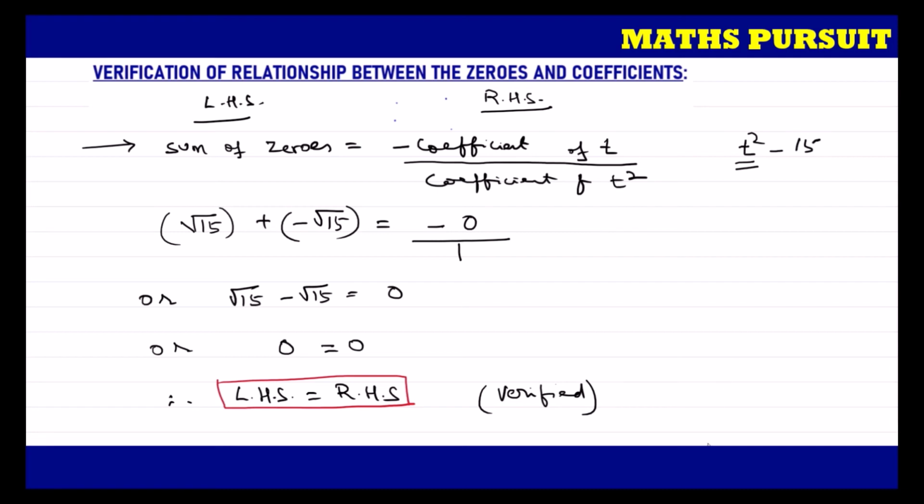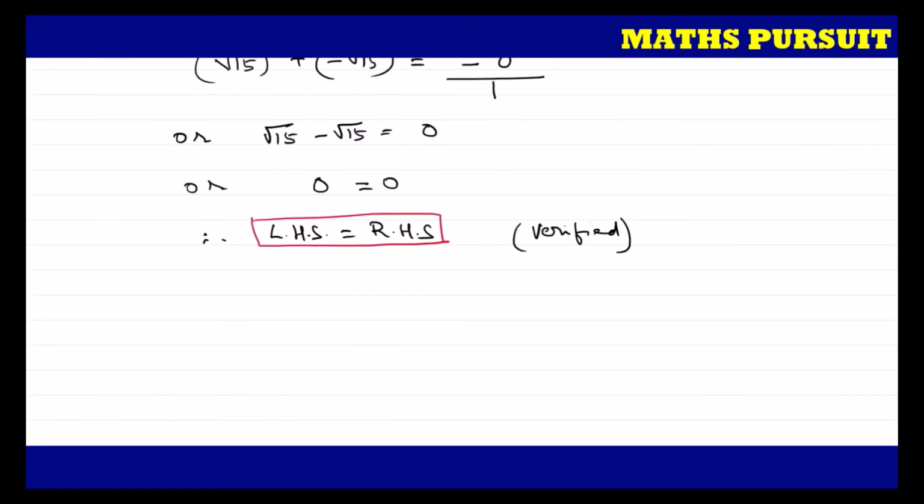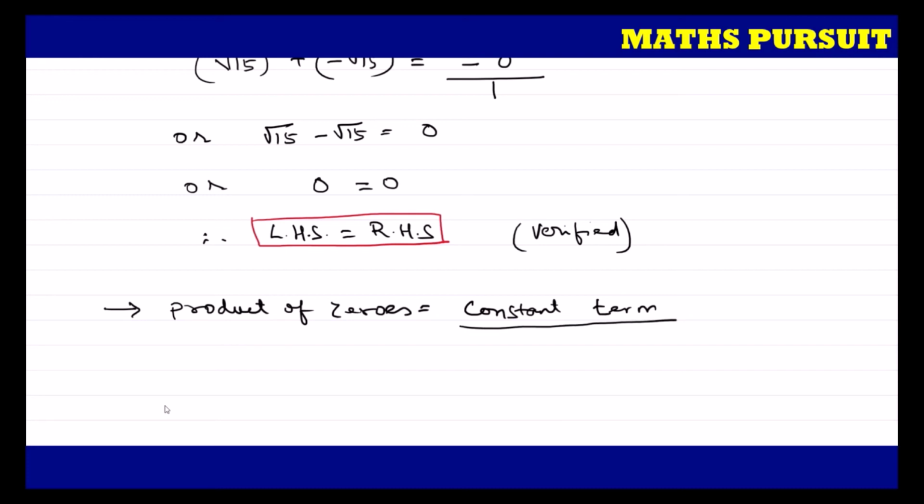Now let us again check for the product of zeros. Again there is a formula. Product of zeros is equal to constant term upon coefficient of t to the power 2, and the given original equation is t to the power 2 minus 15. This is the original equation they have given us.